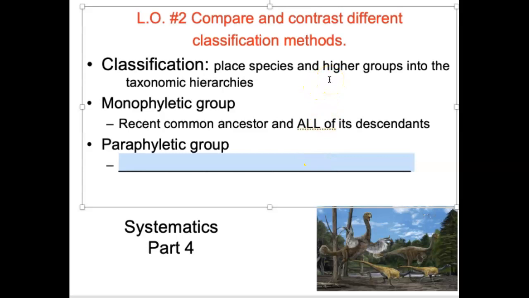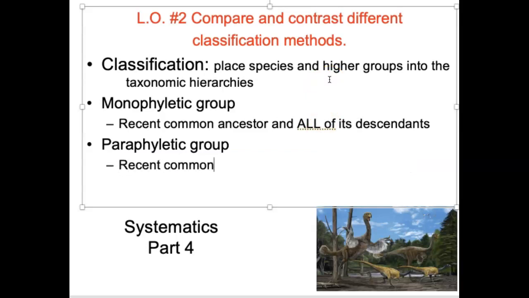Paraphyletic is the recent common ancestor that we're looking at, but not all of its descendants. All right, so monophyletic is basically grandma, grandpa, and everybody related to them. Paraphyletic is grandma or grandpa, but you're kicking out your Uncle George for whatever reason. It's not all of them.